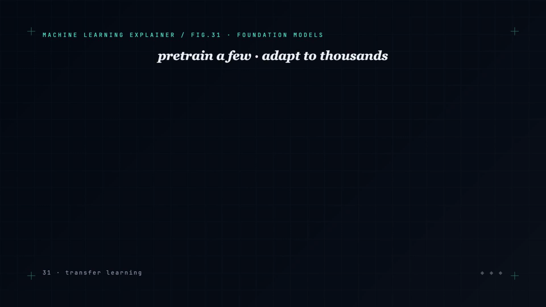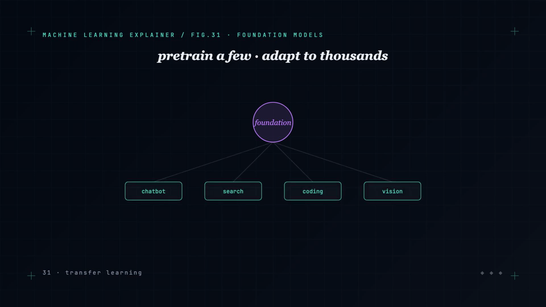This flipped how AI is built. Instead of one model per task, we now train a few enormous foundation models, pre-trained once on everything, and adapt them to countless downstream uses. The expensive pre-training is amortized across thousands of applications. GPT, CLIP, and their relatives are exactly this: bases to build on.